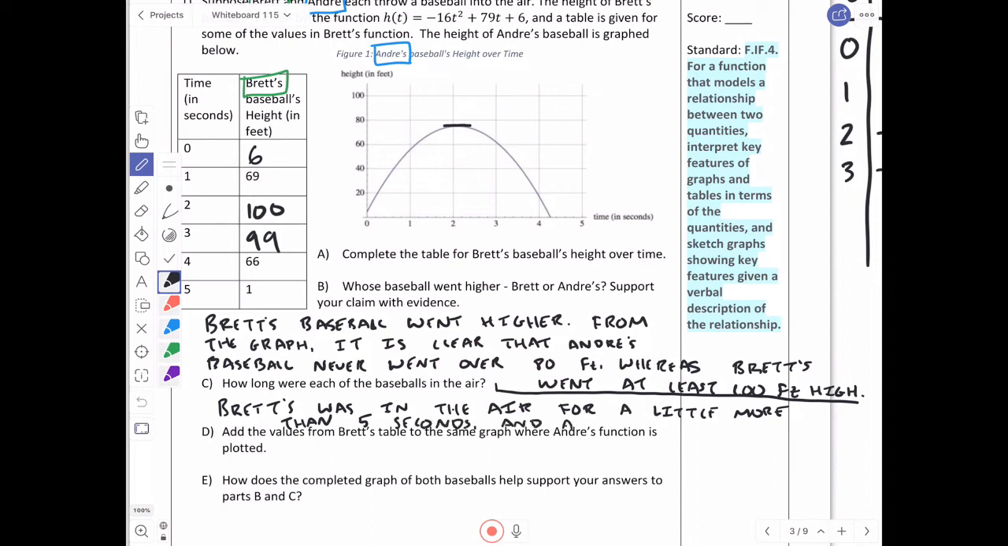and Andre's was in the air for just over, let's see, this spot here would be 4.2, and it's just past that, just over 4.2 seconds.